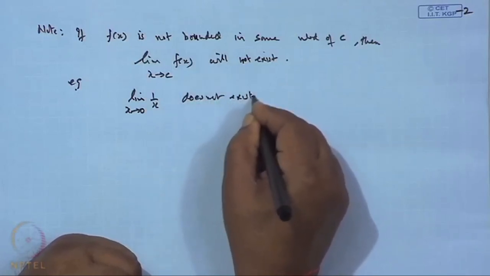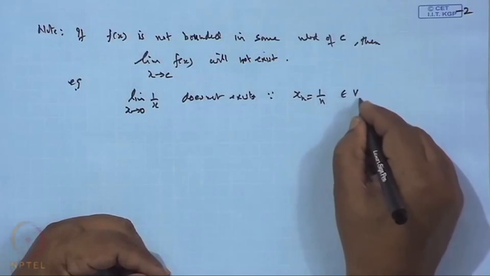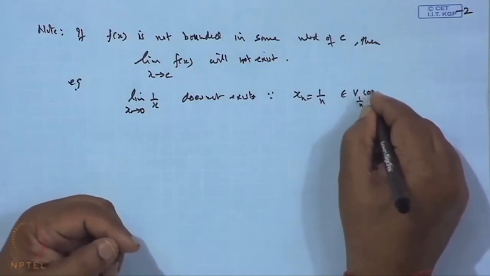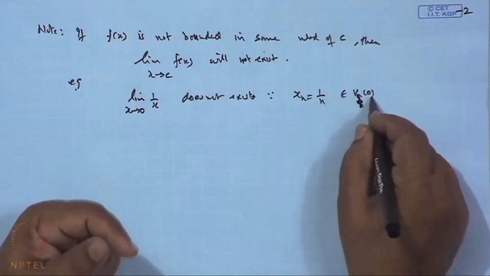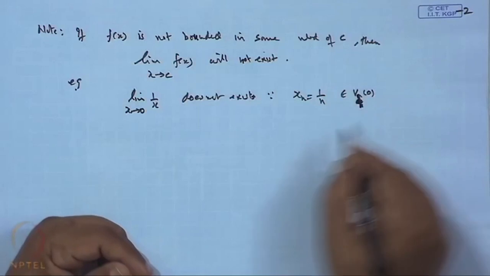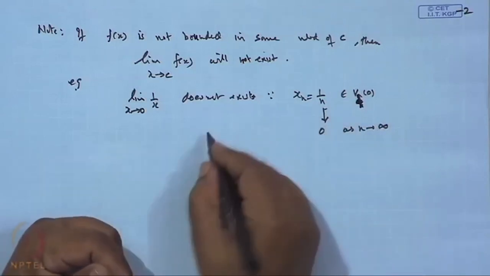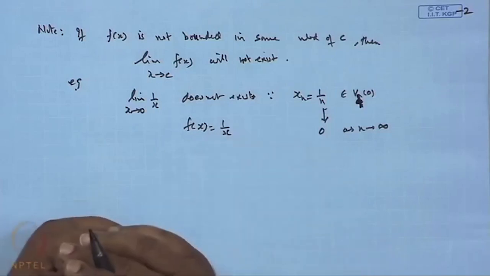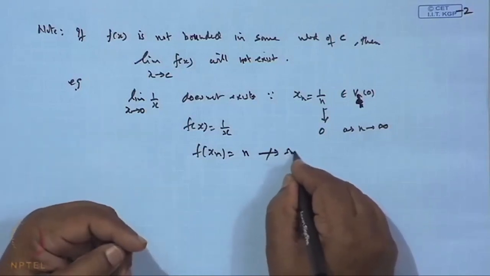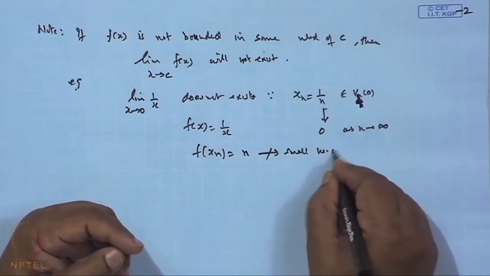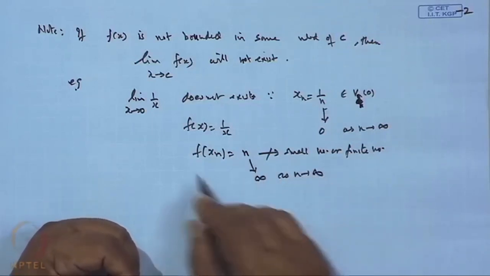Why? Because we have already seen, if we take a sequence x n, say 1 by n, which belongs to the delta neighborhood of 0, where all the terms of the sequence x n belong to it after a certain stage, then this sequence tends to 0 as n tends to infinity. But what about the function? The function f x is given to be 1 by x. So, what is the functional value? The functional value comes out to be n, which does not go to a finite number. In fact, it goes to infinity as n tends to infinity. So, the limit does not exist.